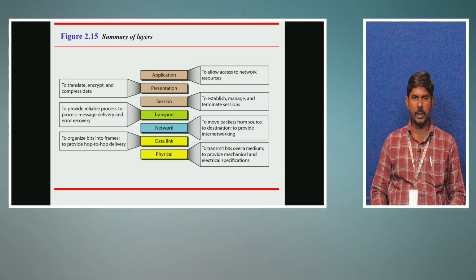Now the summary of all 7 layers in the OSI model. The physical layer transmits the bits over a medium and provides both mechanical and electrical specifications. In the data link layer we organize the bits into frames, and it provides hop to hop delivery. The network layer moves the packets from source to destination and provides inter-networking, while the transport layer is mainly responsible for process to process delivery and error recovery.